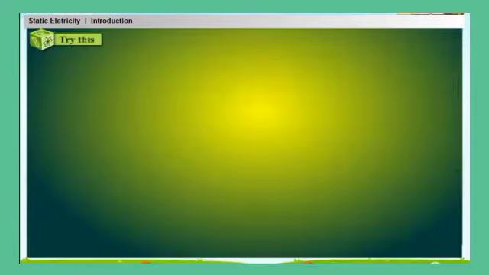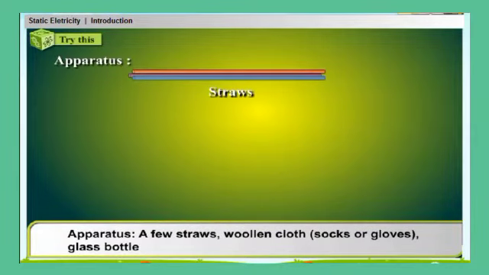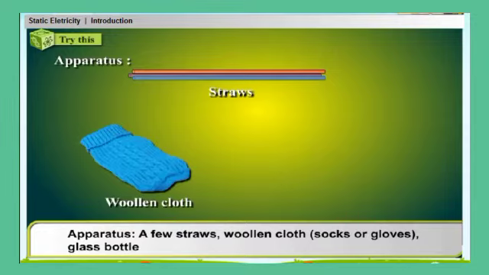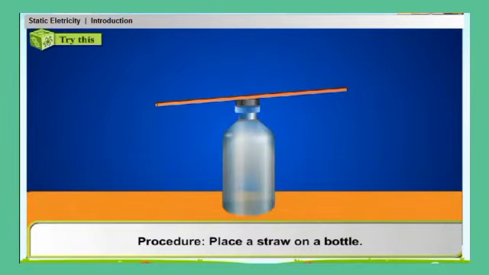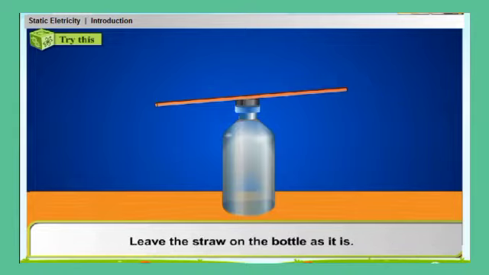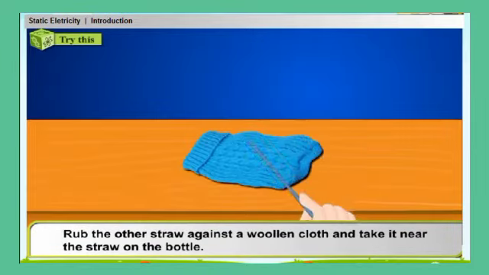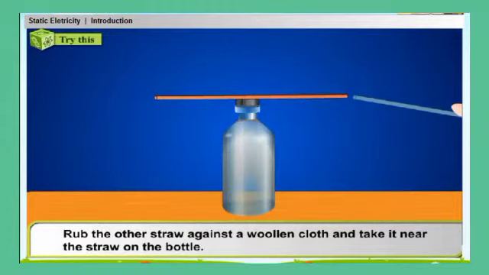Try this. Apparatus: a few straws, woolen cloth, could be socks or gloves, glass bottle. Procedure: place a straw on a bottle. Take another straw near it. Observe what happens. Leave the straw on the bottle as it is. Rub the other straw against a woolen cloth and take it near the straw on the bottle.